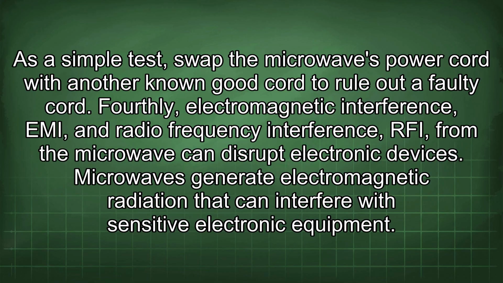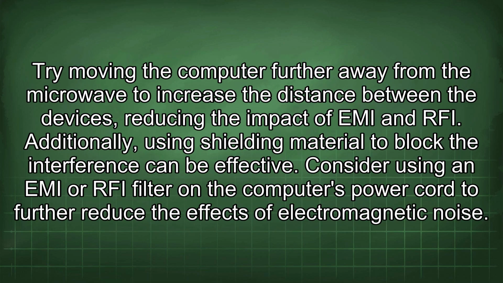Fourthly, electromagnetic interference (EMI) and radio frequency interference (RFI) from the microwave can disrupt electronic devices. Microwaves generate electromagnetic radiation that could interfere with sensitive electronic equipment. Try moving the computer further away from the microwave to increase the distance between the devices, reducing the impact of EMI and RFI. Additionally, using shielding material to block the interference can be effective. Consider using an EMI or RFI filter on the computer's power cord to further reduce the effects of electromagnetic noise.